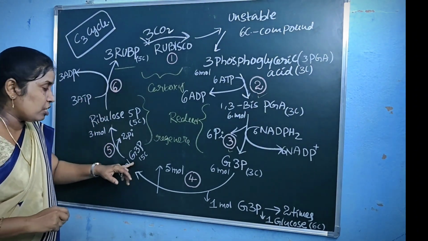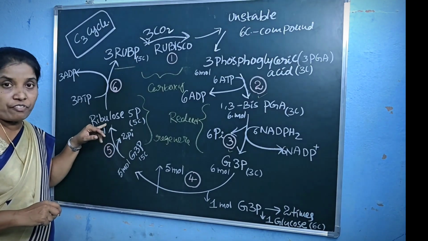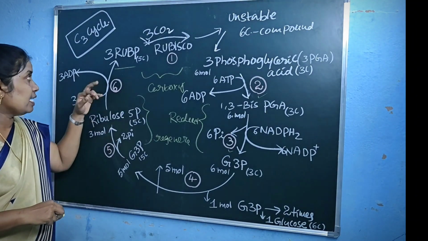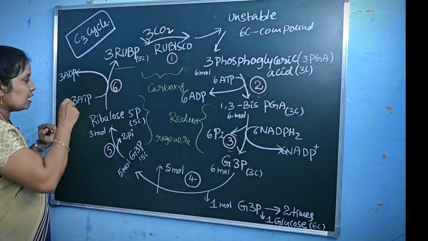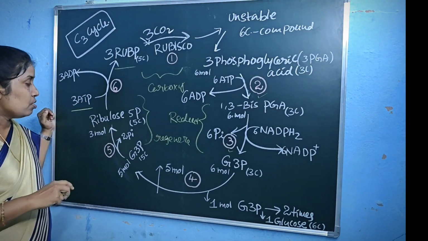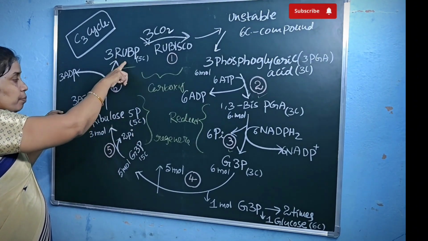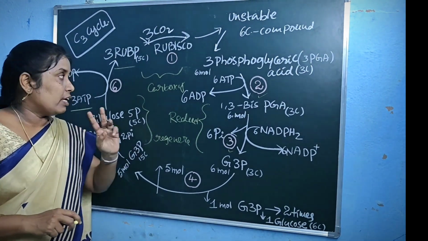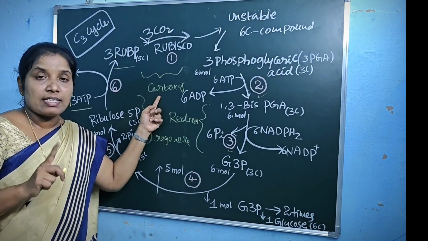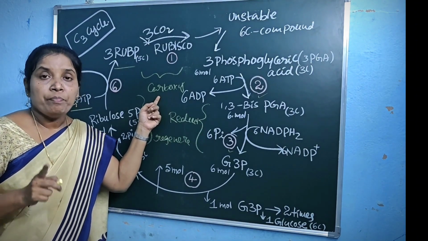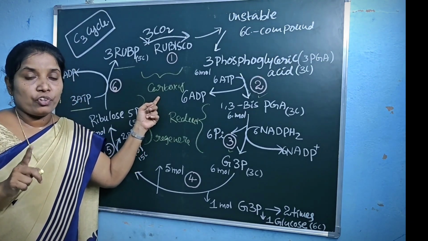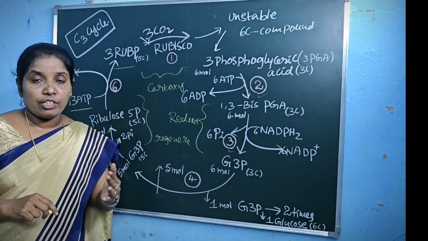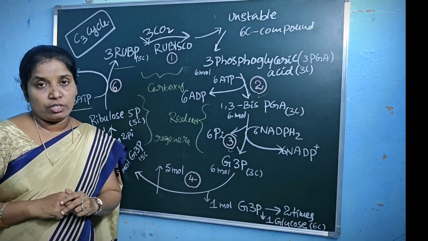So 5 molecules of G3P convert into ribulose 5-phosphate first, which is a 5-carbon compound. Now the ribulose 5-phosphate again converts into RuBP with the utilization of 3 ATP molecules. So the dark reaction involves 3 main steps. First, carboxylation: RuBP accepts carbon dioxide and converts into 3-PGA, 3-phosphoglyceric acid. The second step involves the reduction reaction, where the 3-PGA converts into G3P molecules, glyceraldehyde 3-phosphate, in 2 steps.